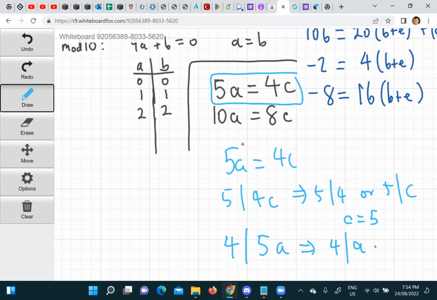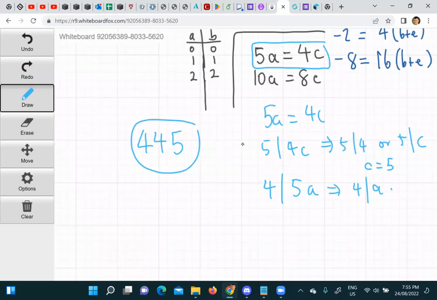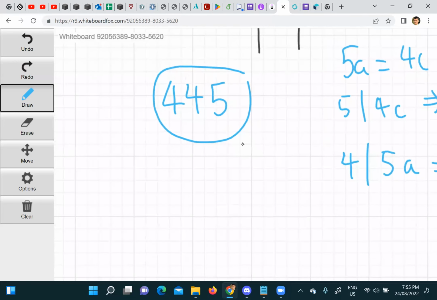So the answer seems to be, what's the answer? 4, 4, 5. 4, 4, 5, yeah? Okay, so this is one of those things you can check much faster than you can solve it, right? So 4, 4, 5, I checked it.